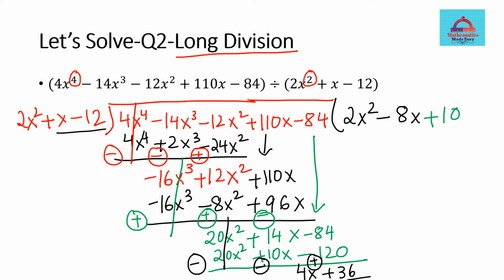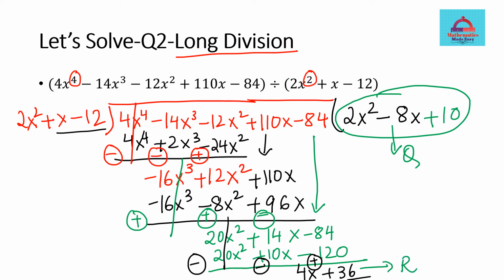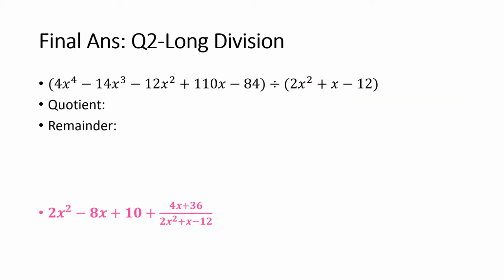So we have got the two things. We have got our quotient, this one, and we have got our non-zero remainder. So let's now put the final answer using the division algorithm. So we divided the dividend with the divisor, and the quotient that we got was 2x square minus 8x plus 10, as we saw in the last slide, and the remainder that was left was 4x plus 36.